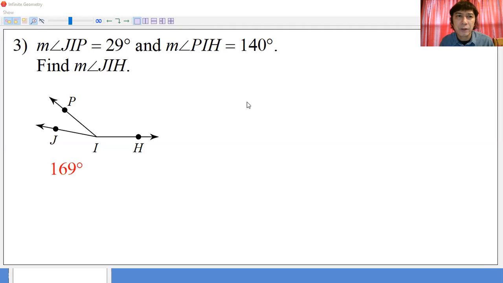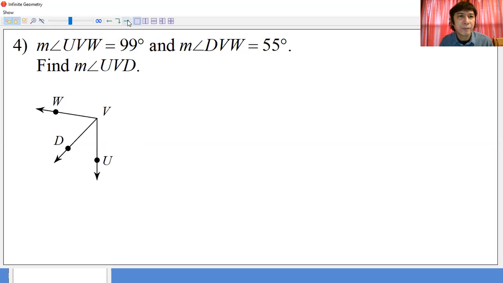Okay, let's clear the board. Go to the next problem. Okay, next is number 4. The measure of angle UVW is 99 degrees. That looks like the total. Okay, so it's supposed to be this one.